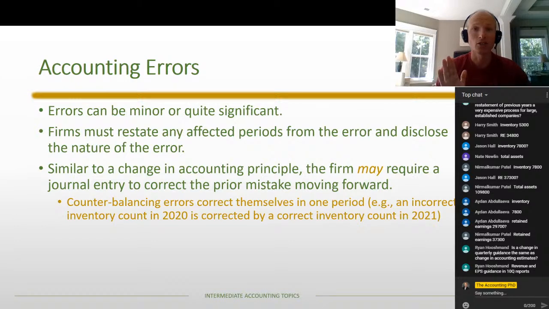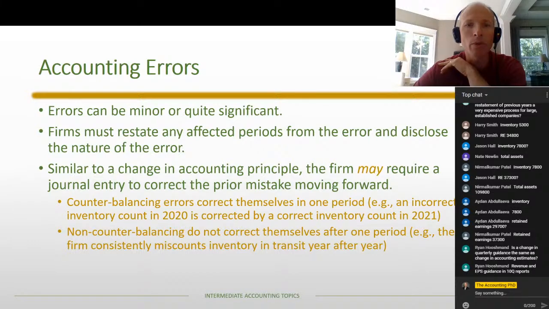Now, I still have to go back and restate 2020 and restate 2021 because the cost of goods sold is wrong in both of those years, and the inventory balance in 2020 was also wrong. And so I actually have to go in and report all that information. I have to provide corrected financials, restatements, but there's just no journal entry because the error had been counterbalanced. And so not all errors are counterbalanced, but many of them are.